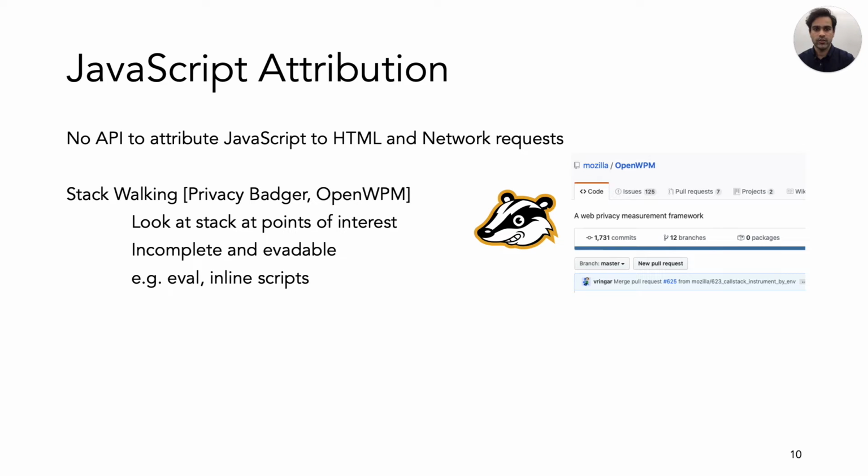The basic idea is to look at the stack at different points of interest. For example, if we want to see which script is responsible for creating an HTML element, we can throw the stack trace and traverse it to determine the initiating script.